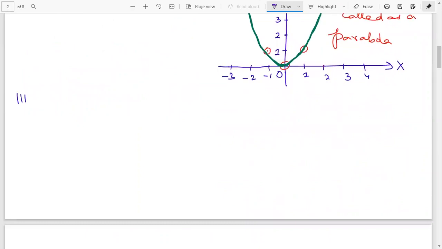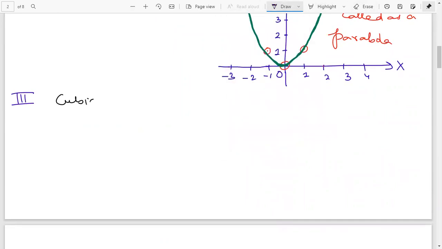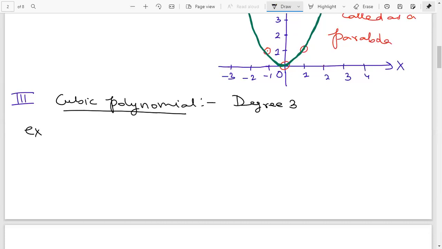The third one is the cubic polynomial. Cubic, as the word suggests, means degree 3. Let me give you an example. Any polynomial having degree 3 is a cubic polynomial. So an example can be x cube, or x cube minus 3x square plus 5, or minus 3x cube minus 6, anyone. The maximum power of x should be 3.